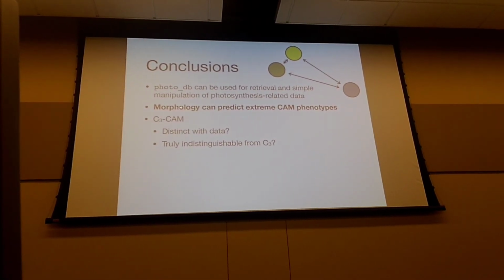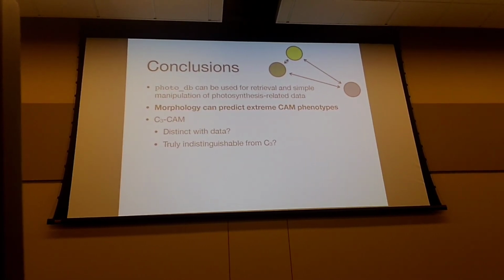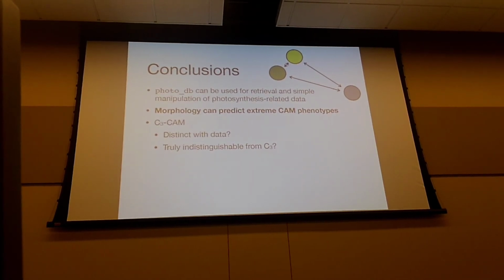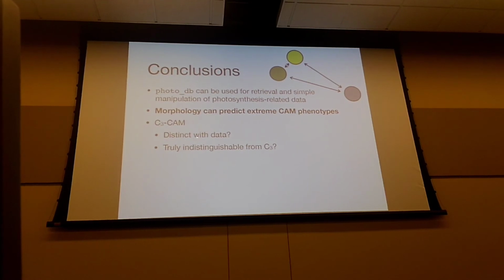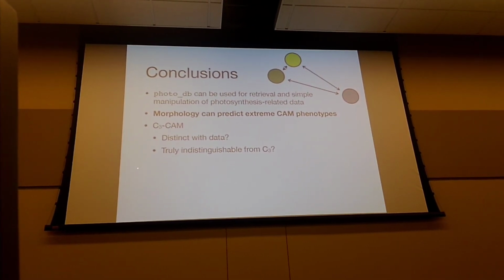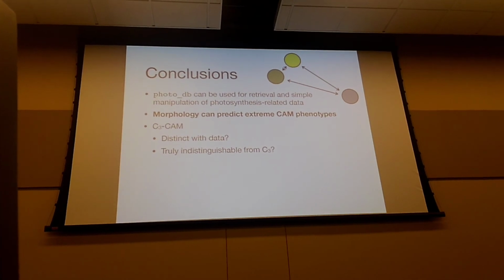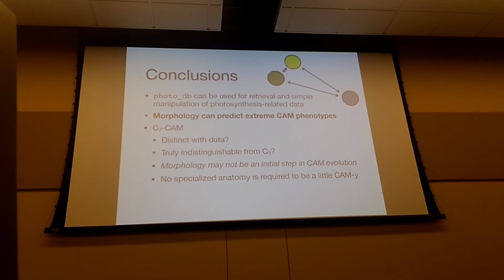I was pretty bummed out about this result with these intermediates. I was not happy. I was like, I'm going to figure this out. I'm going to have these data. It's going to work. So could it be truly distinct with more data? I'm not sure. Is it truly indistinguishable from C3cam? We can't say.